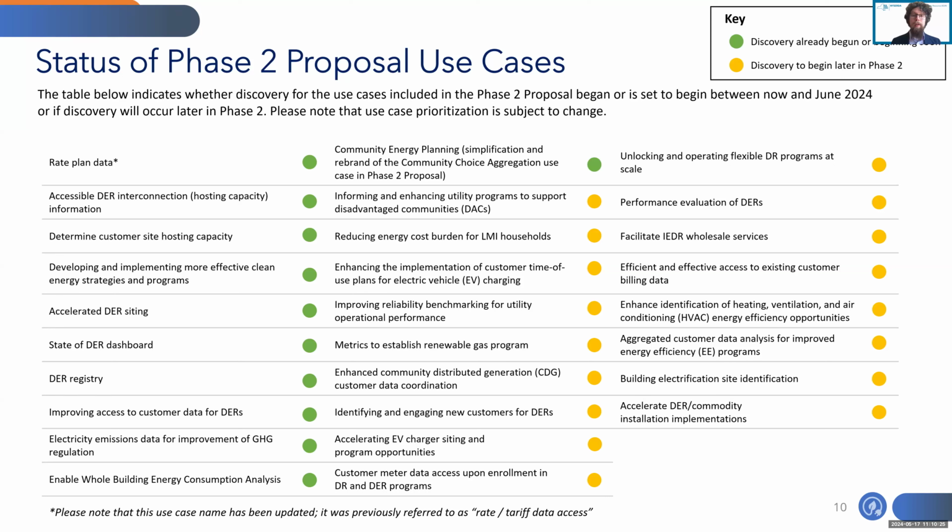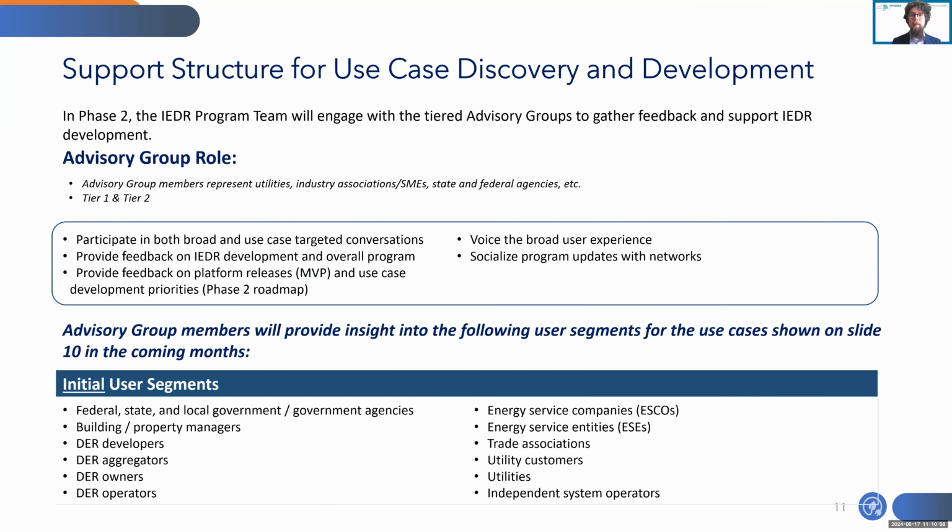Use cases that are marked with yellow dots are still under consideration and will be included in future discovery activities later in Phase 2. As we noted during the demo of the IEDR portal, new use cases and feature ideas are absolutely welcome as we move through Phase 2, and those will be prioritized based on value and feasibility alongside of the use cases already identified here. So if we move to the next slide, I will pass to Leah to talk a little bit more about our support structure for use case discovery.